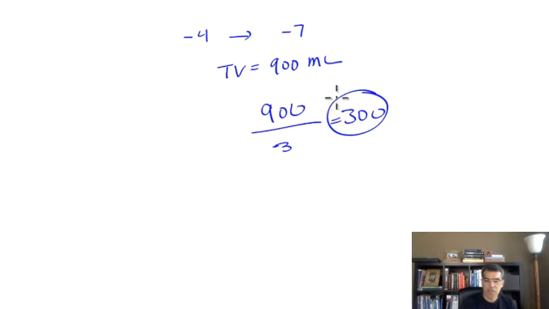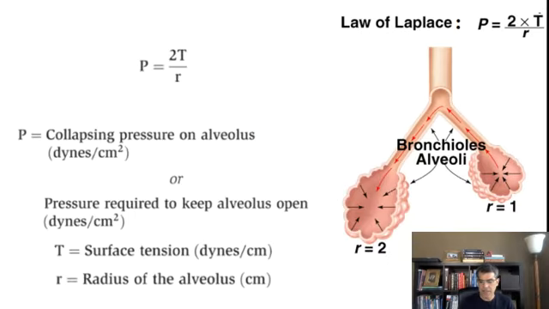So in this example, the compliance is 300. In the previous example, the compliance was 200. That means this lung has a better compliance. A better compliance means less elastance, less elastic fiber. So now let's take a look at this example.